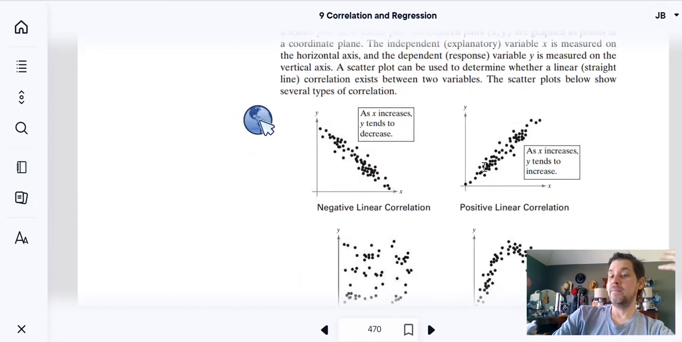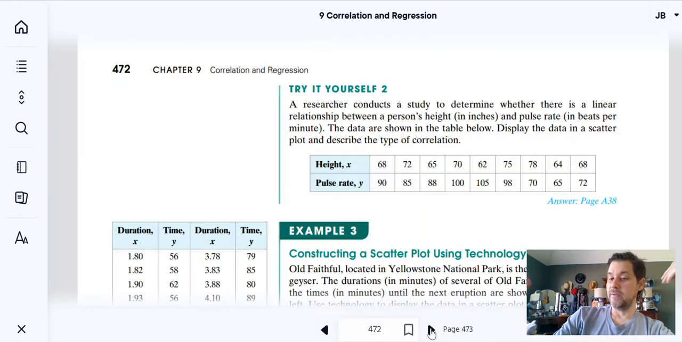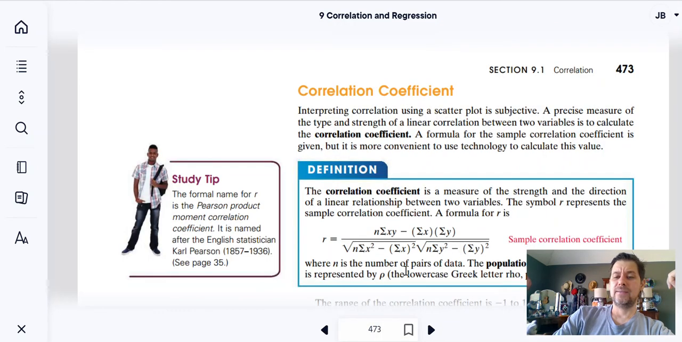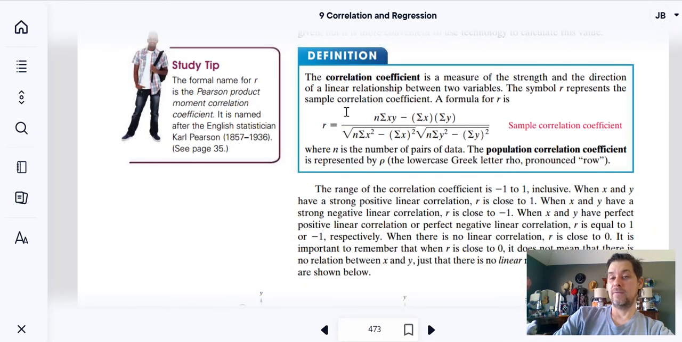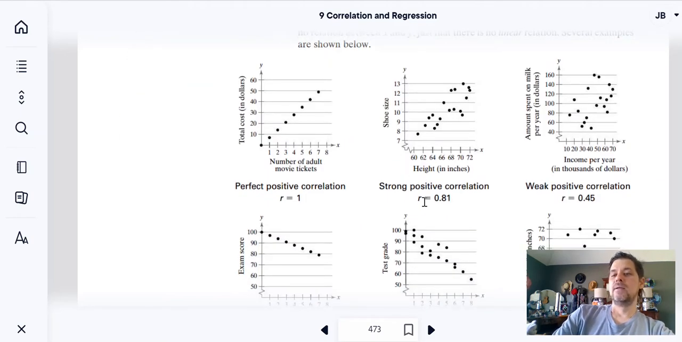So we like to measure how tight the formation of the points is, or how much they align themselves into a straight line. And we do that with this thing called the correlation coefficient. That has an unbelievably complicated formula. It's right here. But in this class, we're going to use StatCrunch to do that.